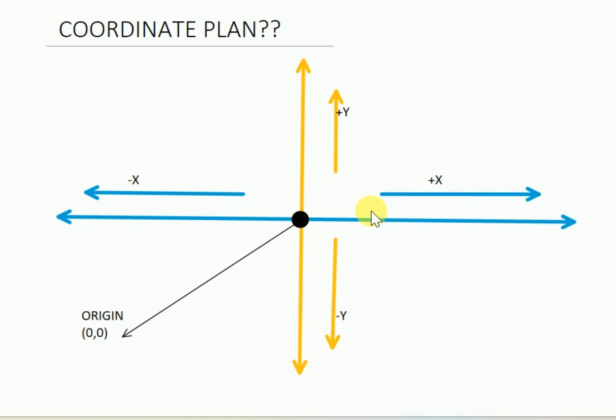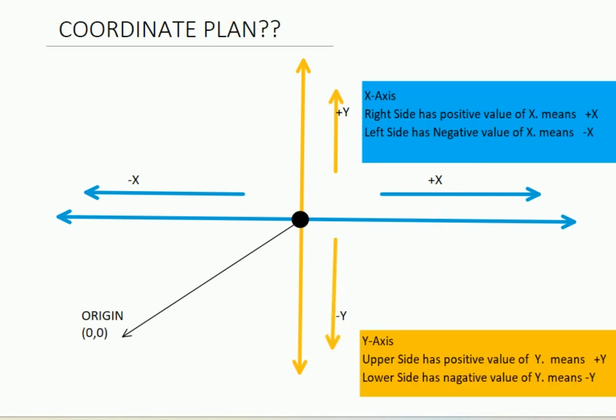From the origin to the right side, x-coordinates are positive and on the left side, x-coordinates are negative. Similarly, from the origin to the upper side, y-coordinates are positive and on the lower side, y-coordinates are negative. So now you can easily plot the points if you know their coordinates.